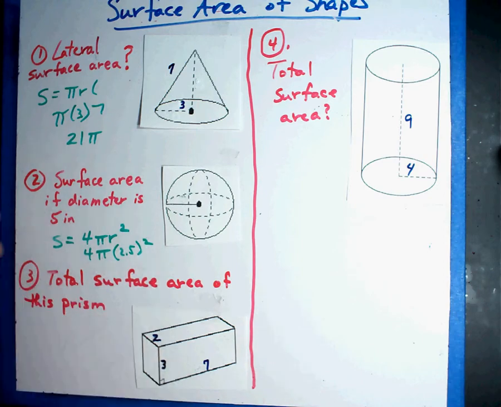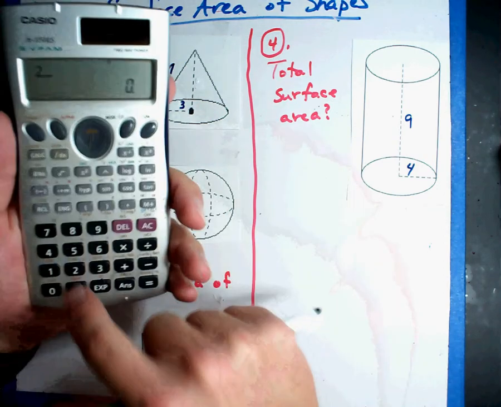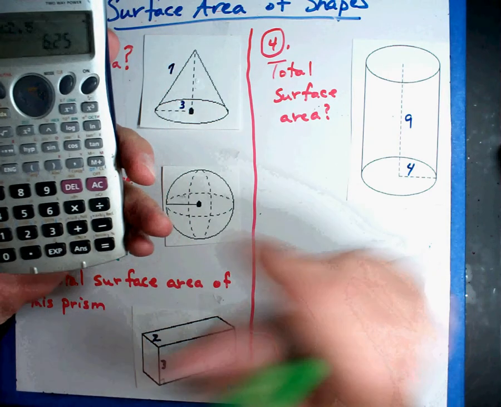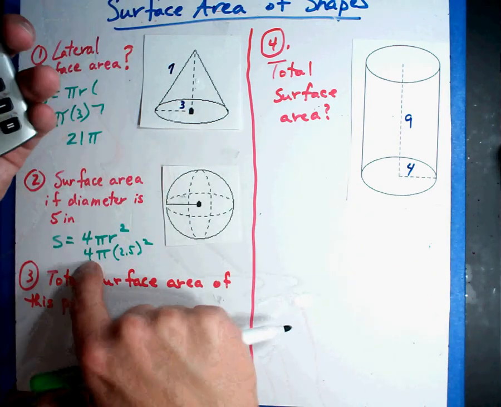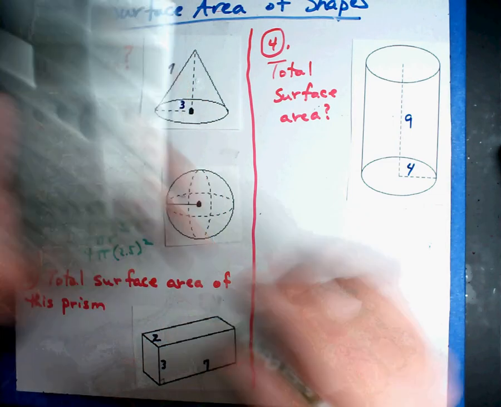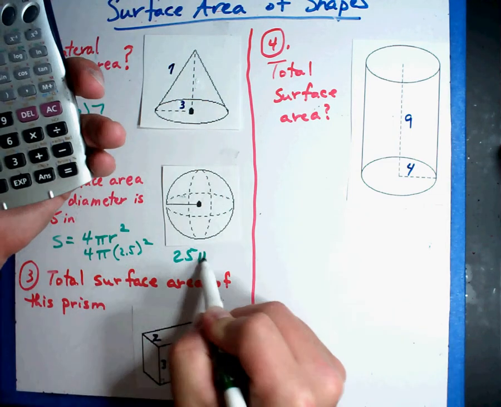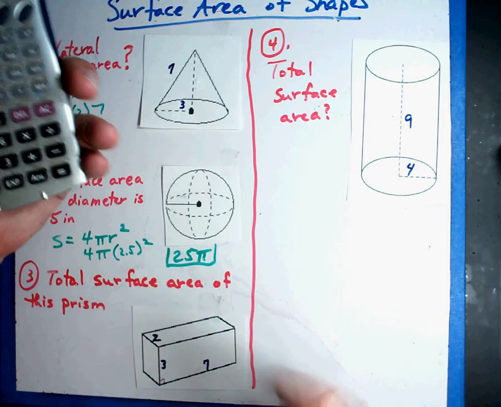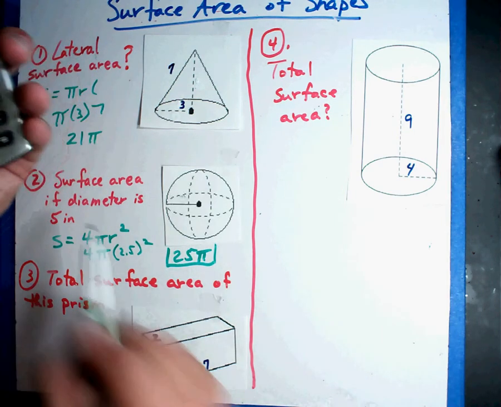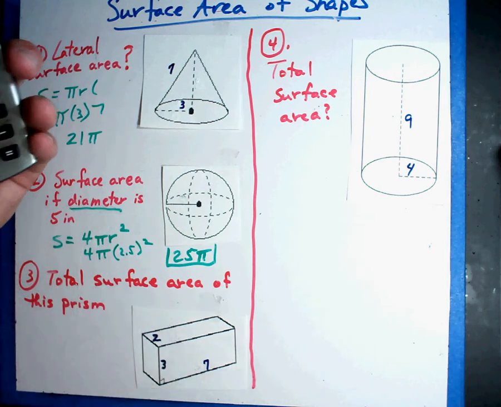So I have to use my calculator to help me. 2.5 times 2.5 is 6.25 times 4. It's going to be 25 pi. That's the answer I should have gotten. Be careful on that one. Not too hard, but they tried to trick you with the word diameter. But I bet you got it.